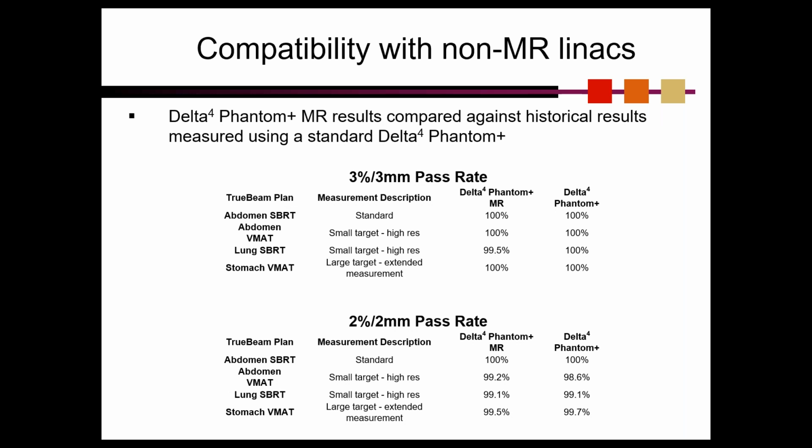We found a very high level of consistency between the results measured using the MR-compatible Delta4 and the non-MR Delta4 Phantom Plus, as these tables indicate for the selected plans measured on the TrueBeam. So a major takeaway from these measurements is that the same MR-compatible Delta4 unit can be used in a multimodality institution where both MR and non-MR-linacs exist.